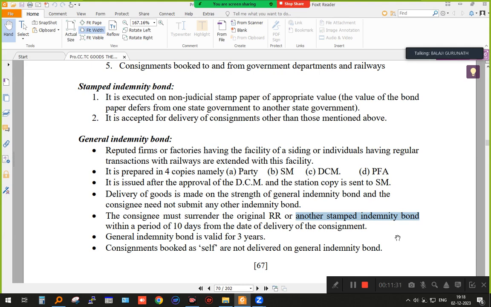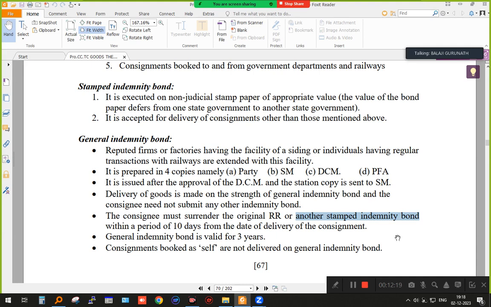Okay, that means the bond delivery is valid for how many days? 10 days. After these 10 days, he definitely must give a stamped indemnity bond. Why are we waiting for 10 days? Because the courier may be delayed, or the RR might have gone missing due to these issues. That is why he has to give the RR within 10 days. If at all the RR is permanently lost, torn or mutilated beyond recognition, then we ask him to give a stamped indemnity bond.